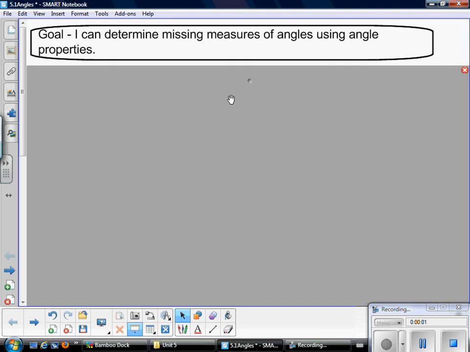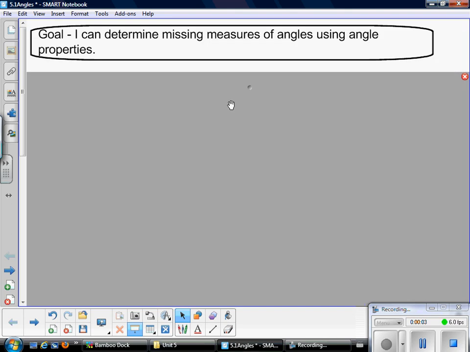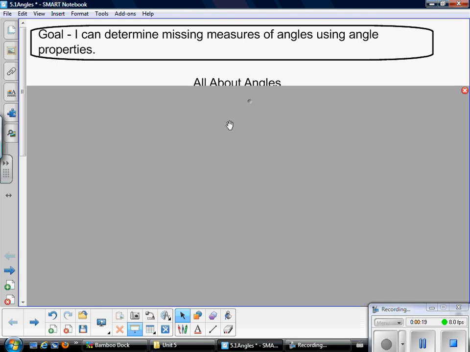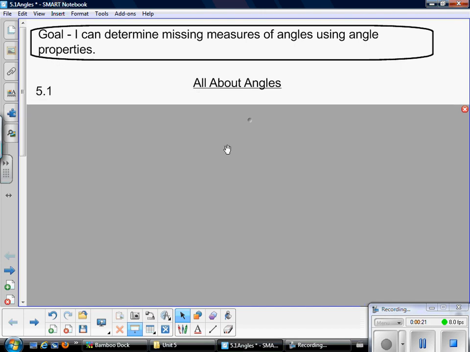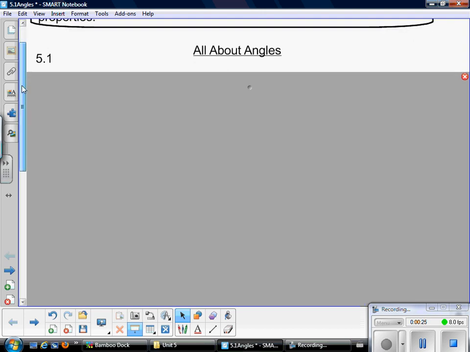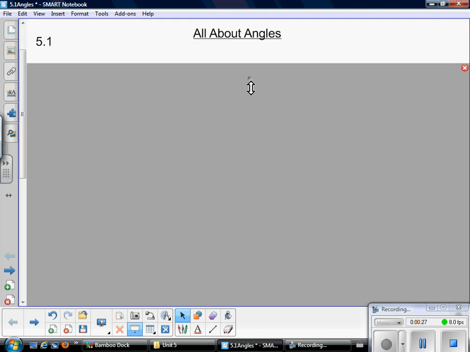All right, so what we're doing in this unit is everything to deal with measurement as far as angles go between different shapes. So first of all, today our goal is I can determine missing measures of angles using angle properties. And some of these angle properties you've been looking at for actually years already. So this is section 5.1, all about angles.